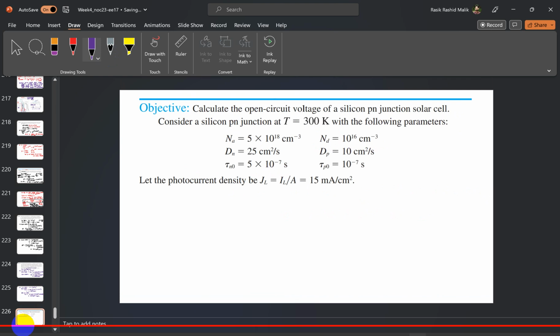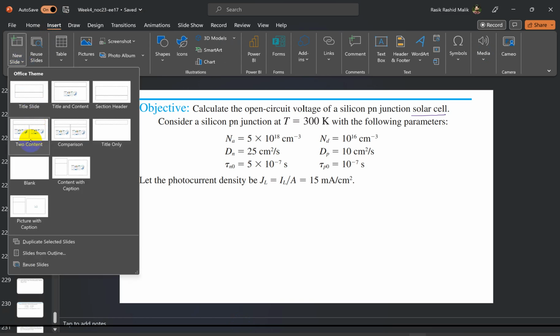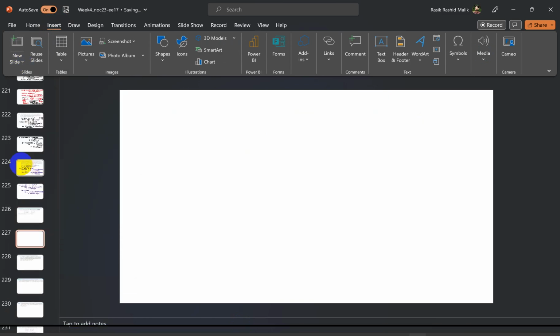Let me move to the next question. So the next question is now about solar cells. Before starting to solve this question, again we will briefly discuss the solar cell. Let me insert a new slide here. So, the solar cells.